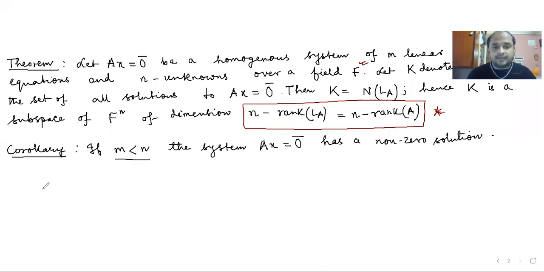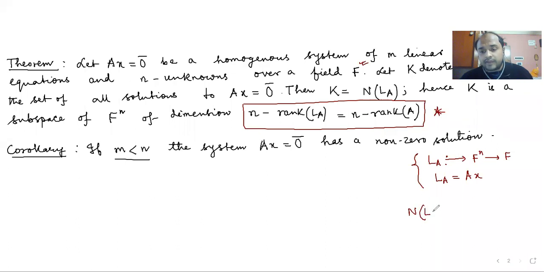for your proper understanding. Now, you already know that LA is the linear transformation from Fn to Fm. Okay, and this LA is defined as AX. In one of the chapters, we have learned this. What is N of LA? N of LA is actually nullity of the linear transformation, nullity of LA. What is nullity of LA? Nullity means dimension of kernel of LA. Okay, so that is the definition I'm reminding you.